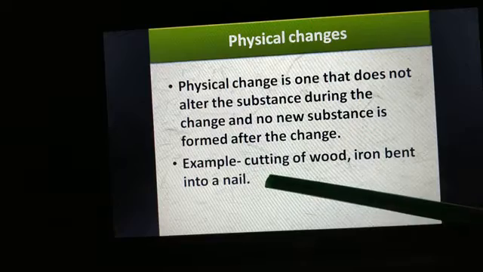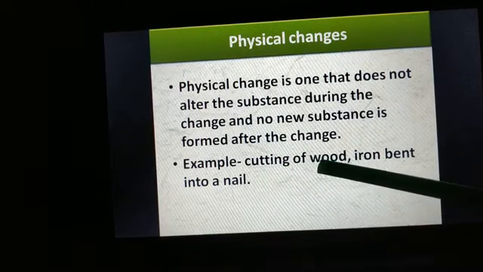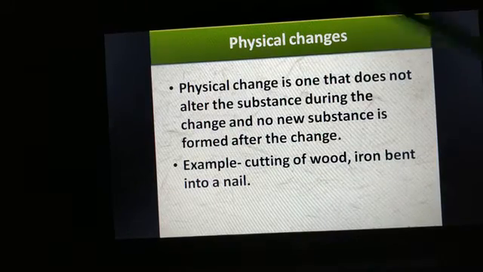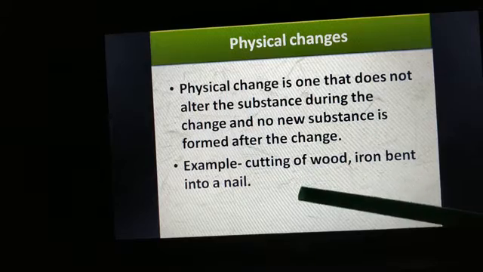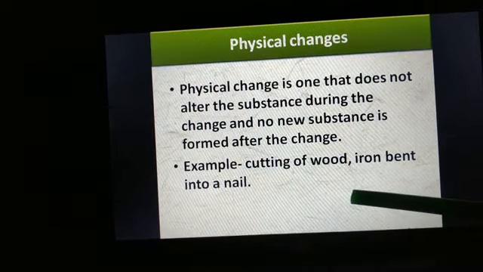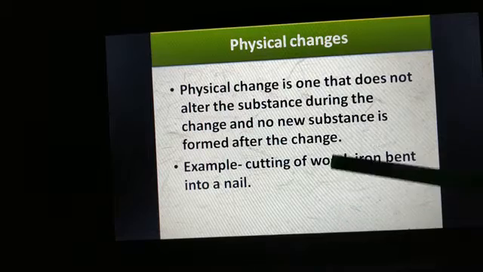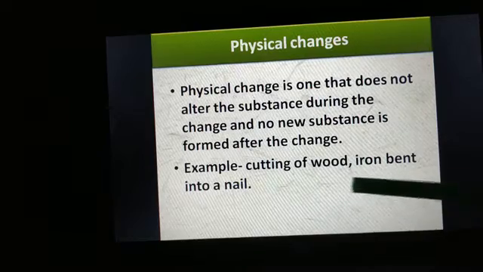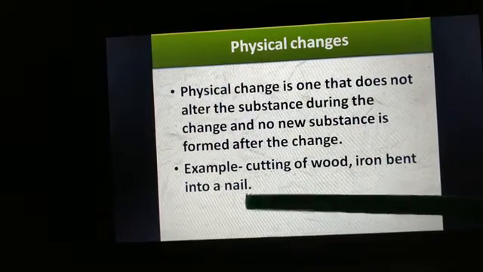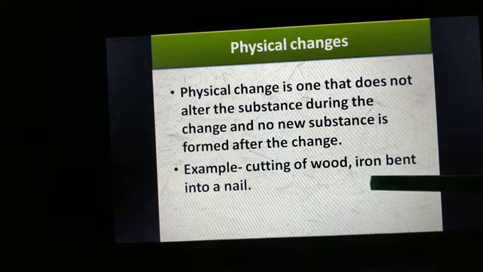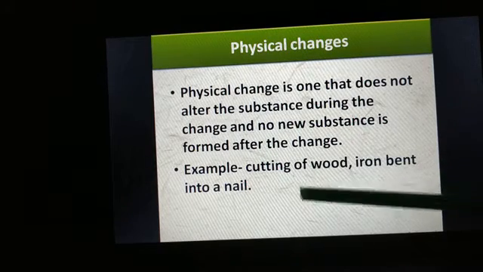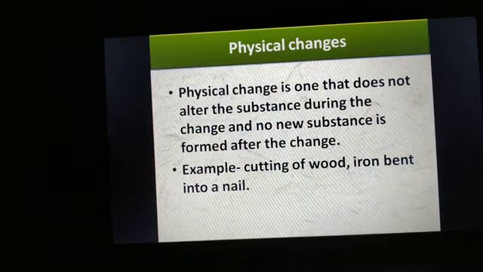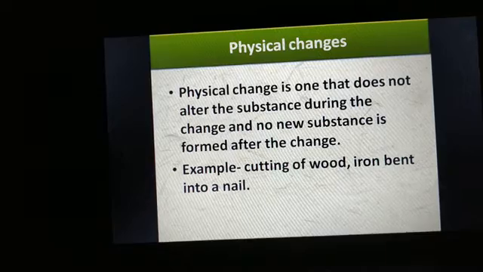So examples are cutting of wood. If we cut the wood into many pieces, nothing new has been formed. Only from a big piece, we have cut it down into small pieces. So no new substance is formed. This is an example of physical change. Another example is iron bent into a nail. We make the nail from iron by bending it. Here we are just bending the iron. We are not making anything new. So these are examples of physical change.